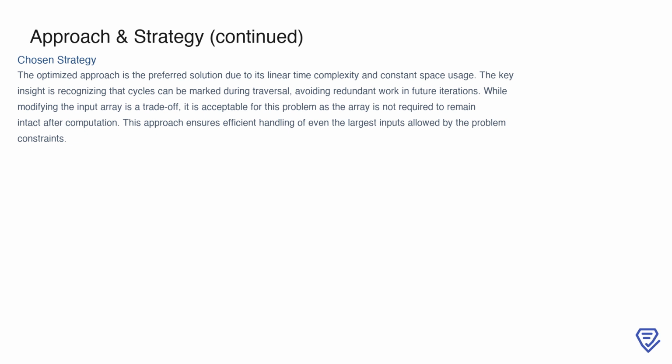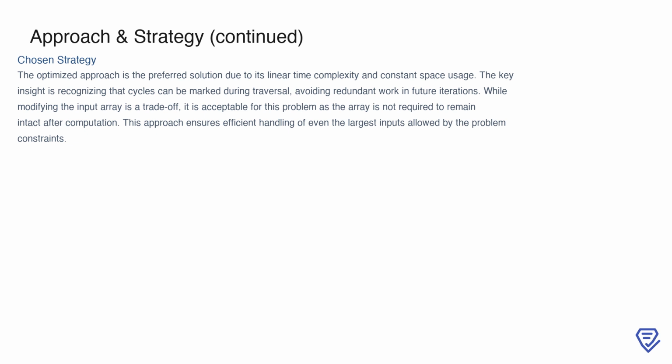The chosen strategy for solving this problem is the optimized approach, due to its linear time complexity and constant space usage. The main insight that drives this strategy is the realization that cycles can be marked during traversal, ensuring that no element within a cycle is processed more than once. This avoids redundant work and guarantees efficient handling of even the largest allowable inputs. While modifying the input array is a trade-off, it is acceptable in this context because the array is not required to remain unchanged after the computation. By leveraging these optimizations, we can ensure that the solution is both scalable and practical, making it the best choice for this problem.